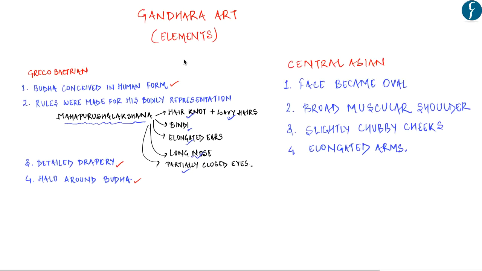As we have discussed, Central Asians or the Kushans were later entrants into India as compared to the Greeks. So as they entered into the country, they not only protected the Gandhar style but also modified it. Some of the modifications into Gandhar art due to Central Asians or the Kushans are: the face later on became more oval, the shoulder of Buddha became broader and more muscular, the cheeks became slightly more chubby, and the arms became elongated. Let's now look at two different images of Gandhar art after it was influenced by Central Asian features.